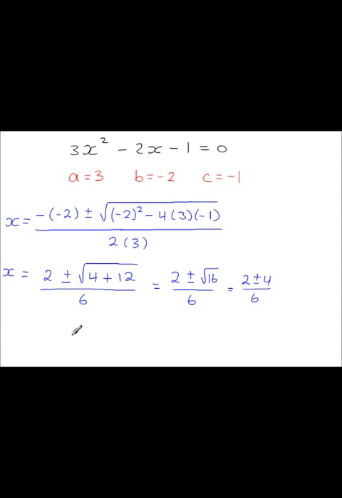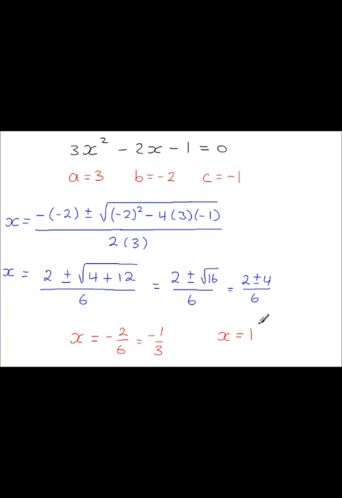So we have our solutions. 2 minus 4, which gives you minus 2 over 6, which cancels to give minus a third. And you have x is equal to 2 plus 4, which is 6, divided by 6, which is 1. So you have two solutions.